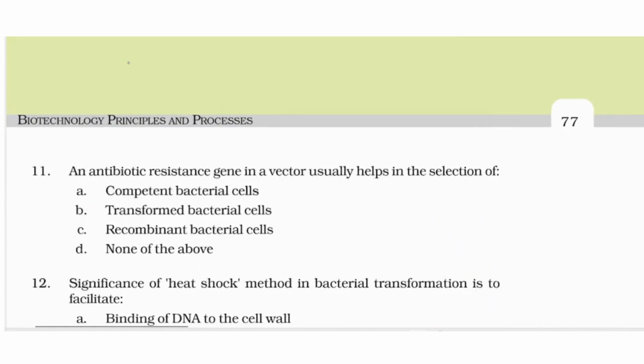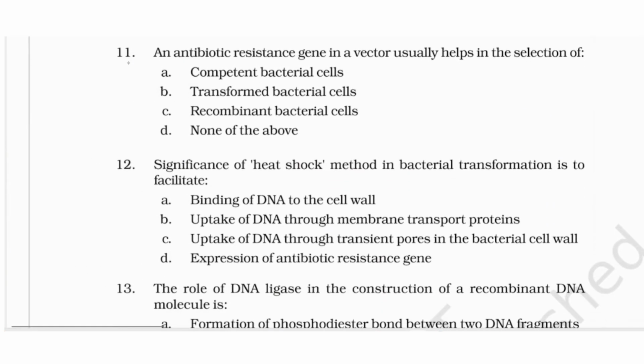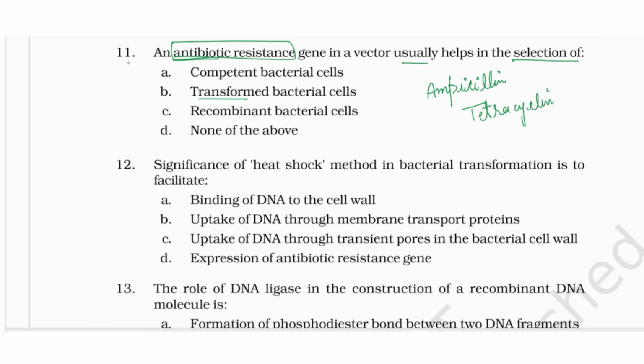Okay, next question is, an antibiotic resistance gene in a vector usually helps in the selection of what? Antibiotic resistance in the vector will depend upon what, or it would be helpful in the selection of what? It is actually the transformation. We have seen the antibiotics. Which antibiotics have we seen? Ampicillin and tetracycline, right? So these two we will use based upon the transformation, not the RDT or the competence sign.